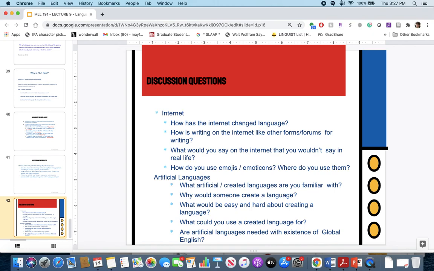What kind of artificial languages or created languages do you know? Why would someone try to create a language? Would you be interested in learning this language? What would be easy or hard about it? What could you use a created language for? And if we have the existence of a global English, do we still need artificial languages? So consider these questions, and I hope to see your responses on the discussion board.